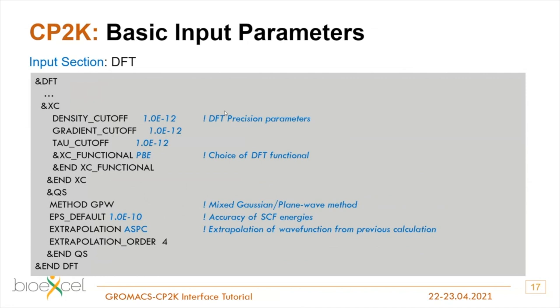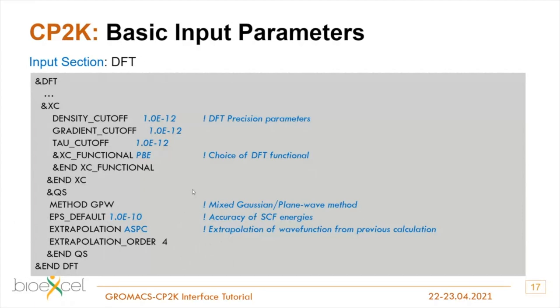So the first parameter is XC, the exchange correlation, so it's a DFT setup. Here we use the PBE functional with cutoff, which are precision parameters automatically set up by the interface. In most cases, they will be okay. It's quite high, actually, even. The method is GPW, for QuickStep there are QuickStep parameters. We use the method GPW, which Emiliano talked about. Again, there is an accuracy parameter.